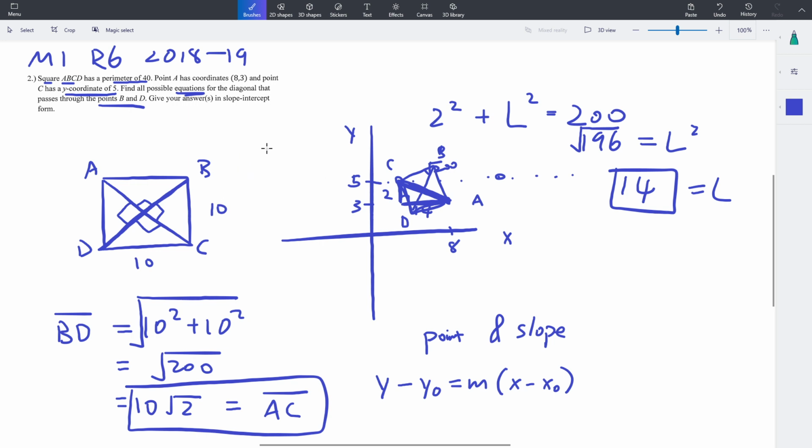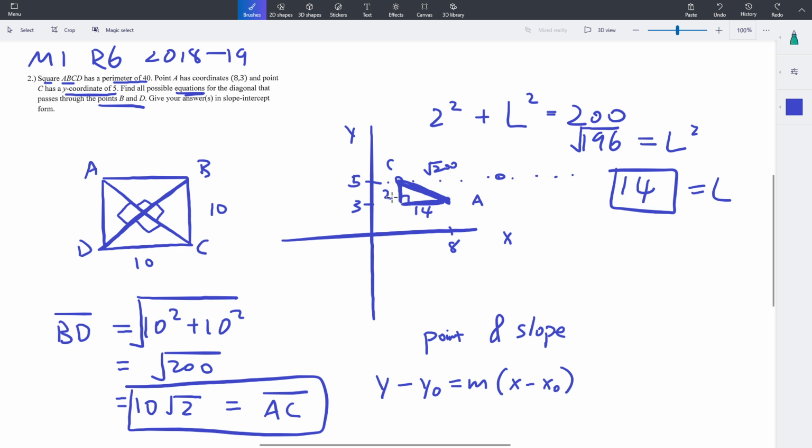But also, we kind of are reminded of that right here. So it makes a 90-degree angle, and the thing about perpendicular slopes is that if you have a perpendicular slope, it's going to be the negative reciprocal of whatever slope you're perpendicular to. So basically, let's try to find the slope of the line that goes from A to C.